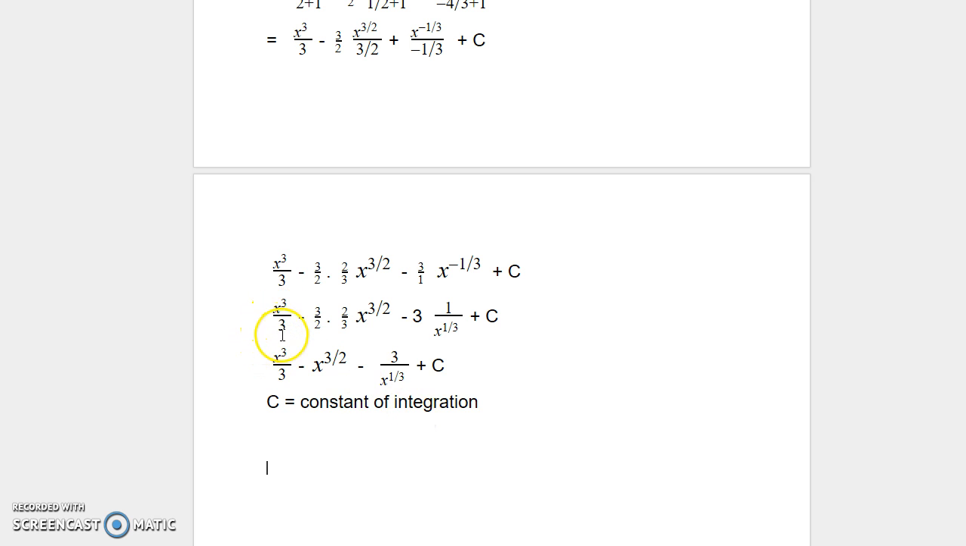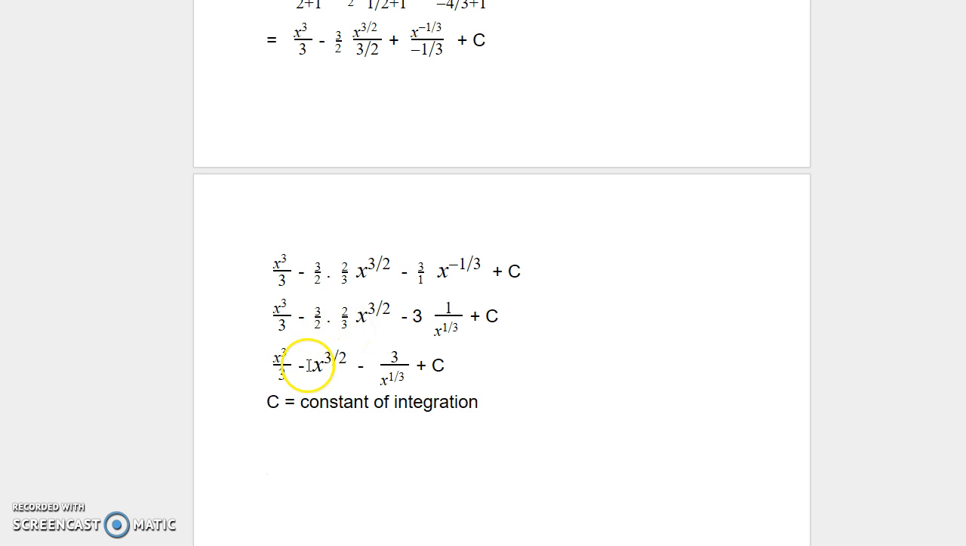Then we can simplify it some more. X cubed divided by 3 minus 3 times 2 divided by 2 times 3, x to the power of 3 over 2. We can simplify it some more, and I'm going to show that in the next step. Minus 3 over 1 is equal to 3. And then the negative exponent, we can express that as a positive exponent by bringing it to the denominator, and we can write it as 1 over x to the power of 1 over 3 plus c. So when we simplify it some more, it's going to look like this. X to the power of 3 divided by 3 minus 3 times 2 is 6. And then in the denominator, we have 2 times 3, which is also 6.